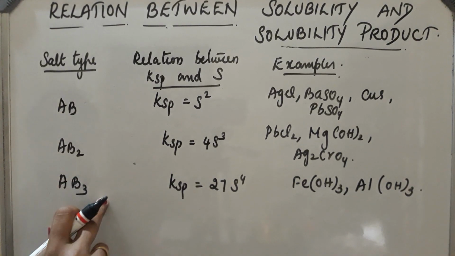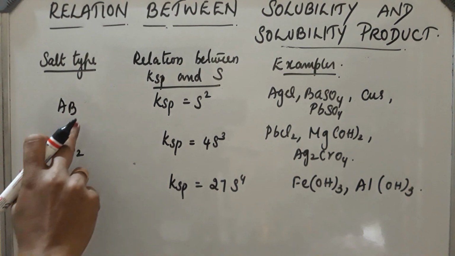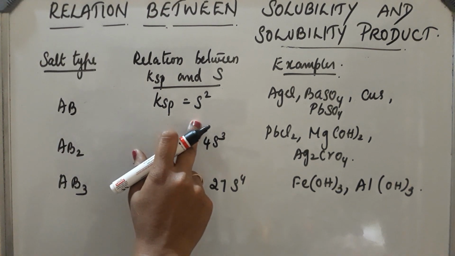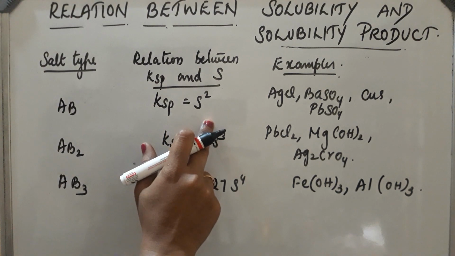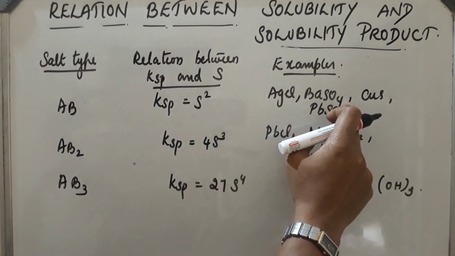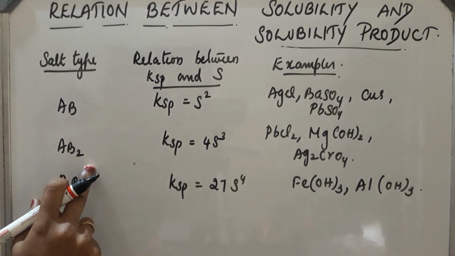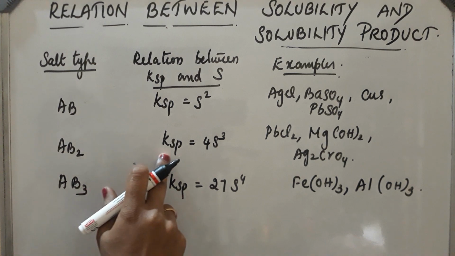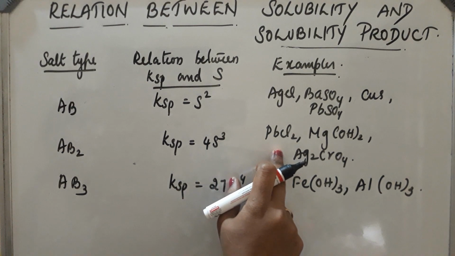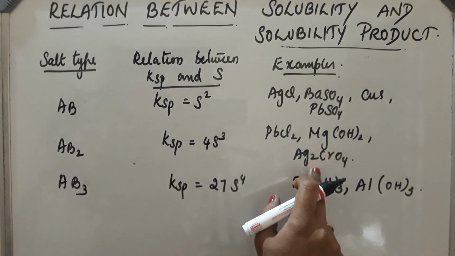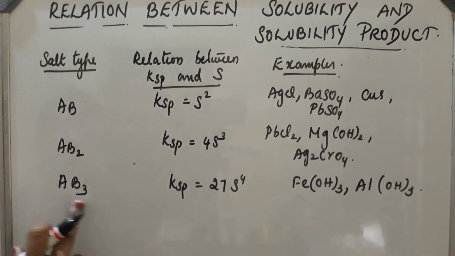Before discussing the problem, let us conclude different types of salts. First type is AB type. In such cases, the relation between Ksp and S will be Ksp equals S square. Examples are AgCl, BaSO4, CuS and PbSO4. Next type, AB2 type, we already discussed. In such a case, Ksp will be equal to 4S cube. Examples are PbCl2, Mg(OH)2, then Ag2CrO4. These are examples.